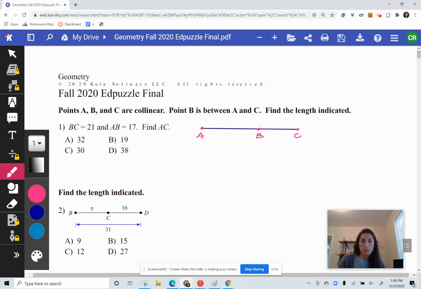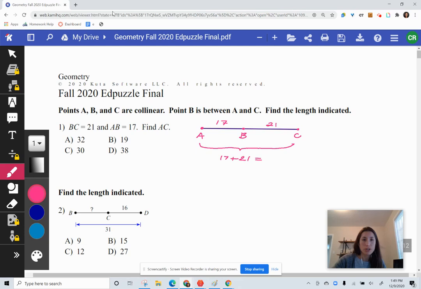And then we know that BC is 21. Oh, actually, I'm going to move B a little bit over on this side. So we know BC is 21, so I'm going to put 21 for the length of BC. We know AB is 17. And we are looking for the length of AC, that's this right here. So remember, with segment addition, we would just be adding these two parts together. So we're going to add 17 with 21.